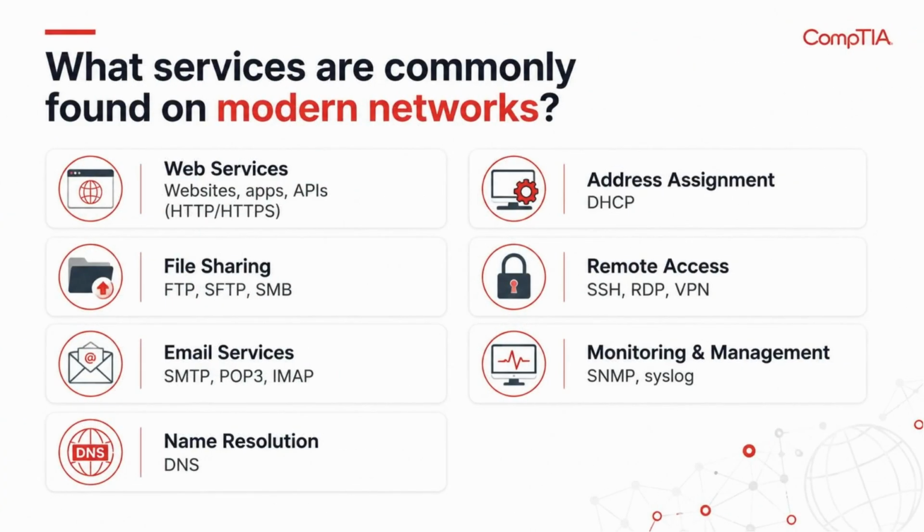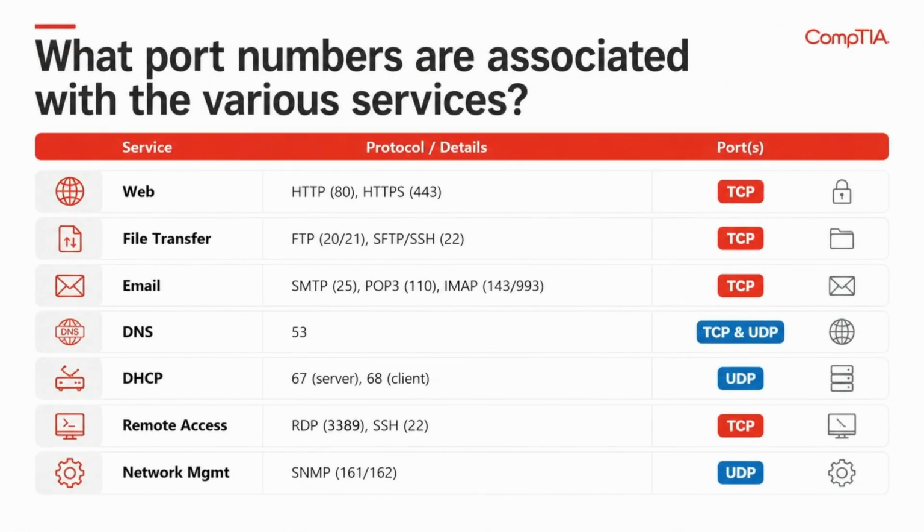Modern networks run a handful of core service categories. Web services handle websites, apps, and APIs over HTTP and HTTPS. File sharing uses FTP, SFTP, and SMB. Email services use SMTP, POP3, and IMAP. Name resolution is DNS. Address assignment is DHCP. Remote access covers SSH, RDP, and VPN. And monitoring and management covers SNMP and syslog. Here's a reference chart mapping each of these services to its port number, worth having memorized, since it comes up constantly on the exam and on the job.